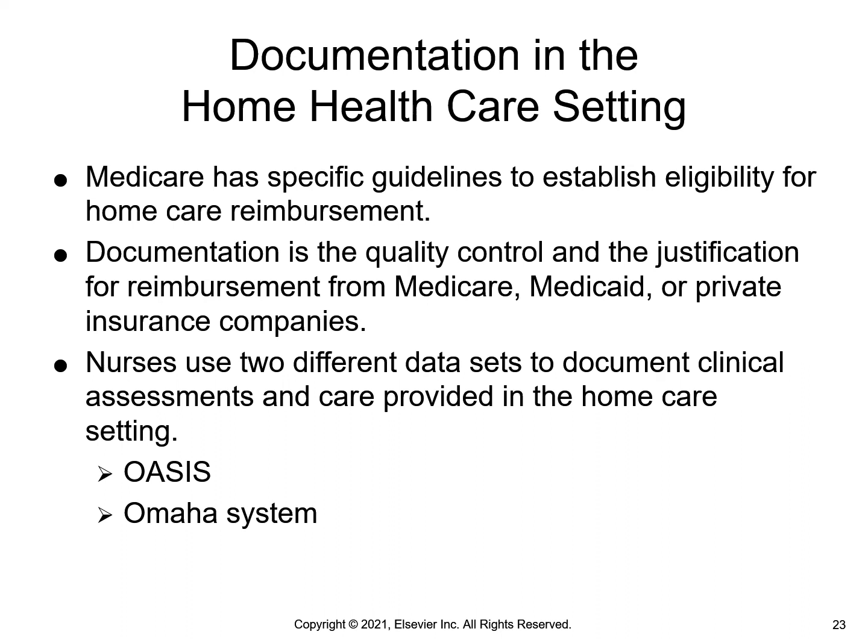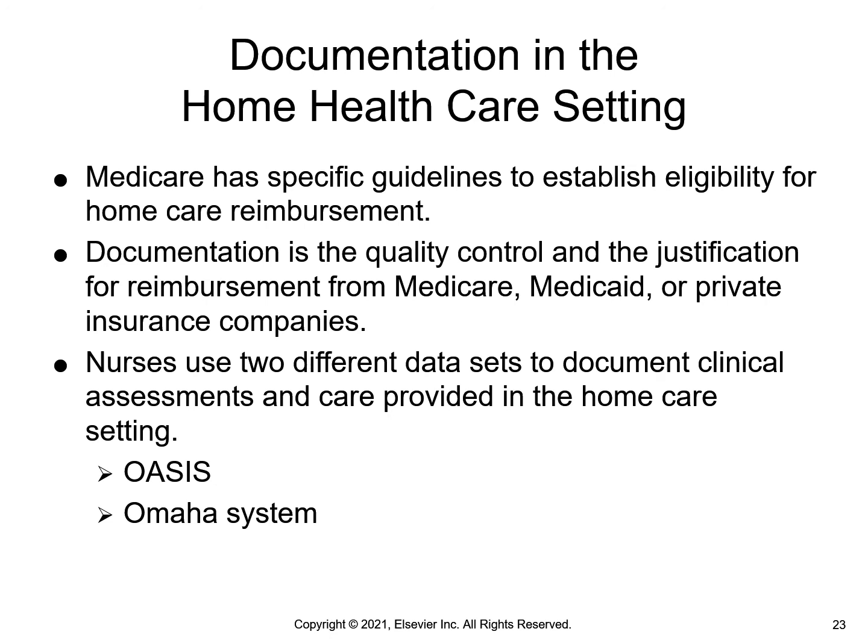Information in home health care records includes patient assessment, referral and intake forms, interprofessional plan of care, list of medication, and reports to third-party payers. Nurses document all their services for payment in this record. These services would be direct skilled care, patient teaching, skilled observation, and evaluation visits. Nurses use two data sets to document clinical assessments and care that is provided in the home care setting.